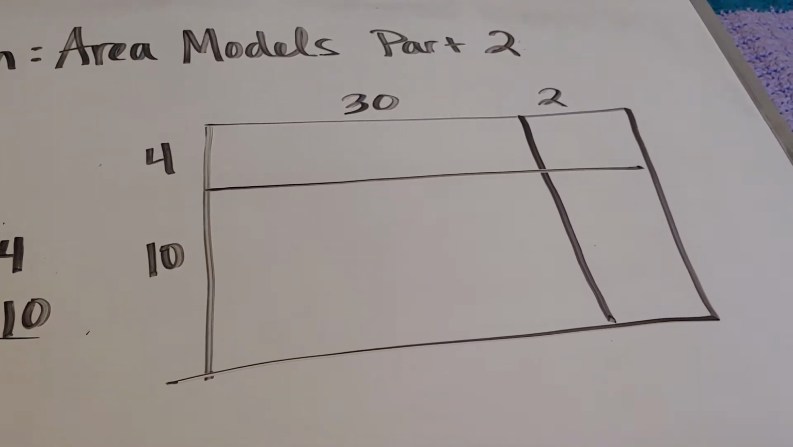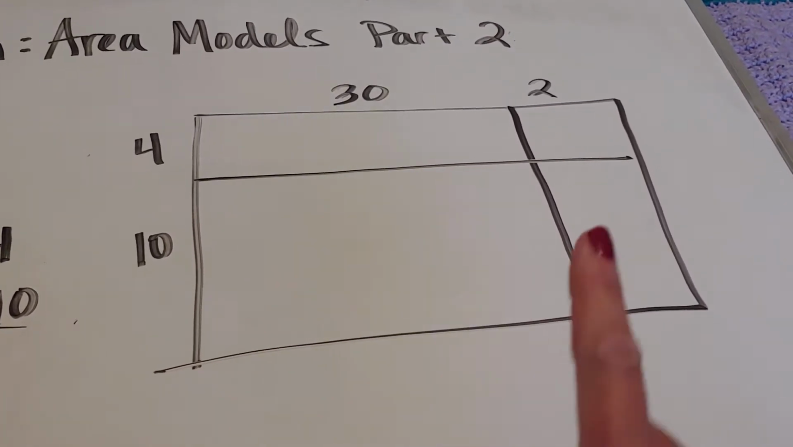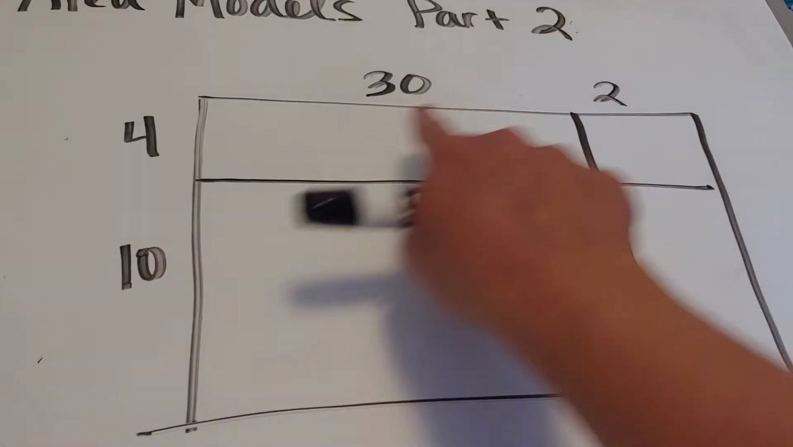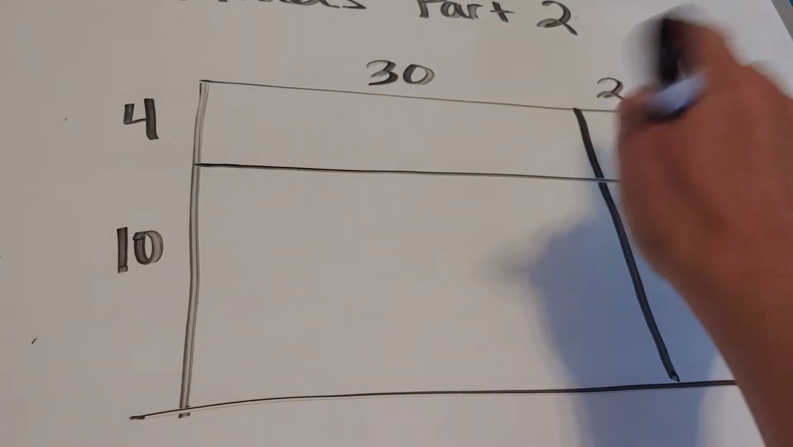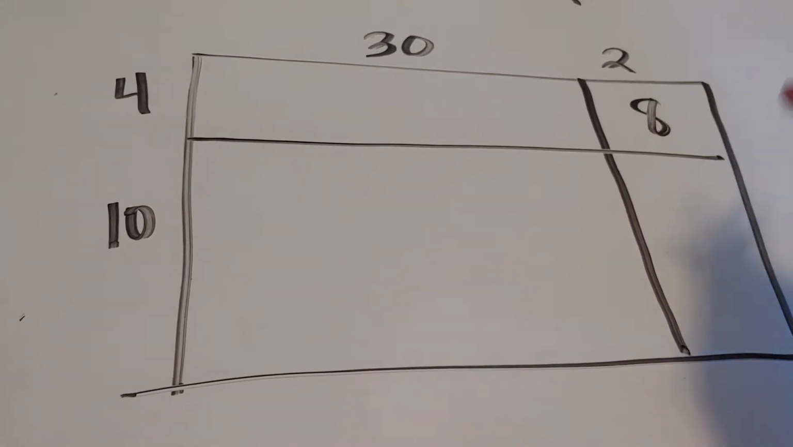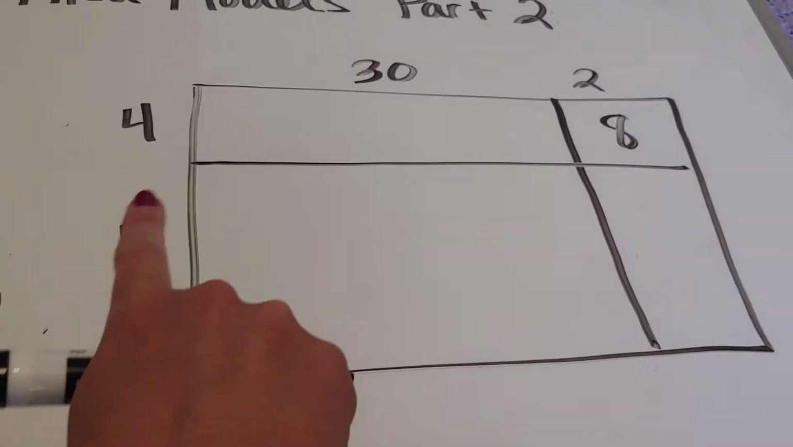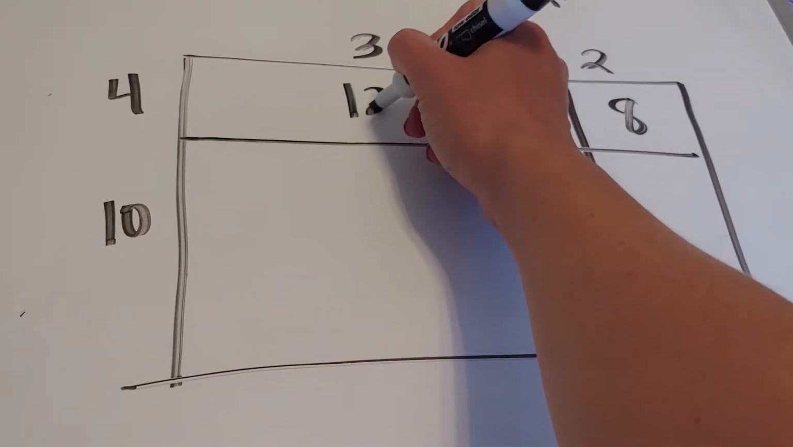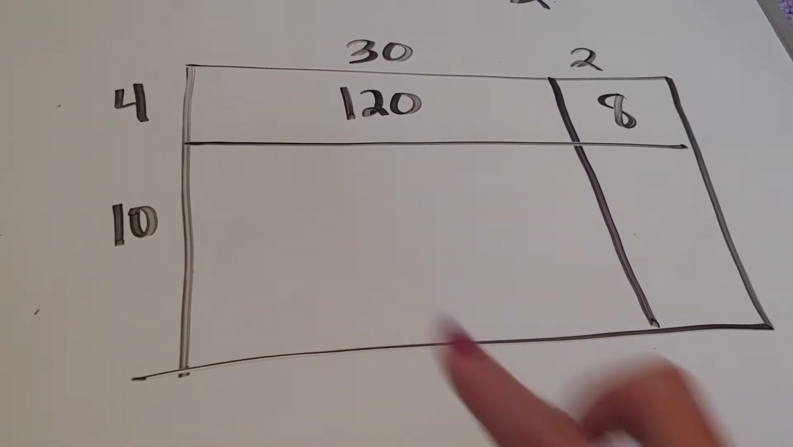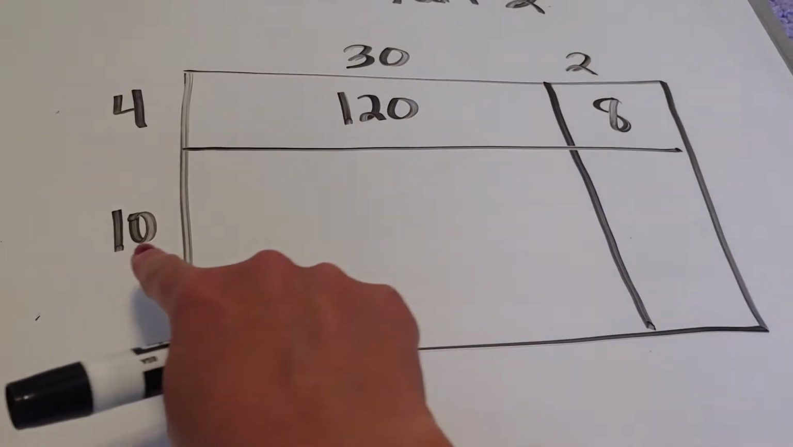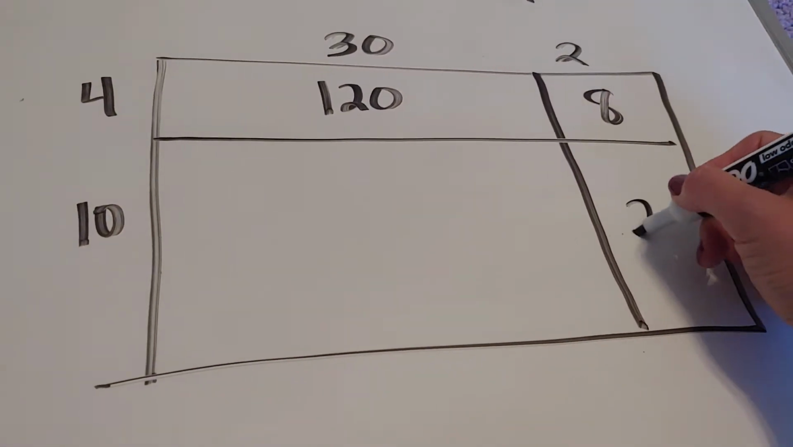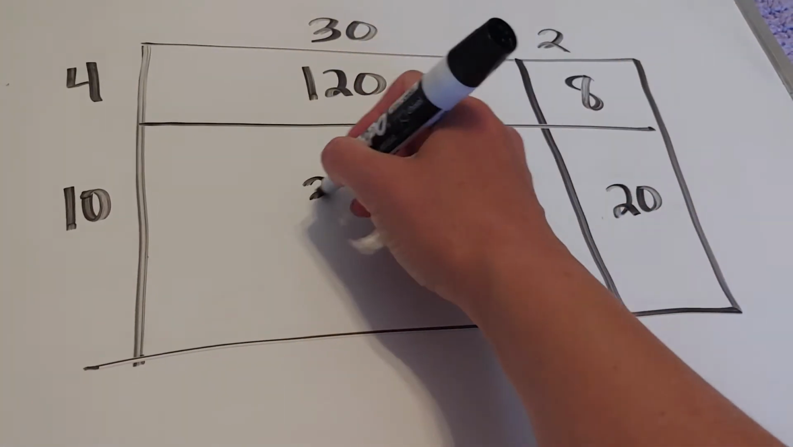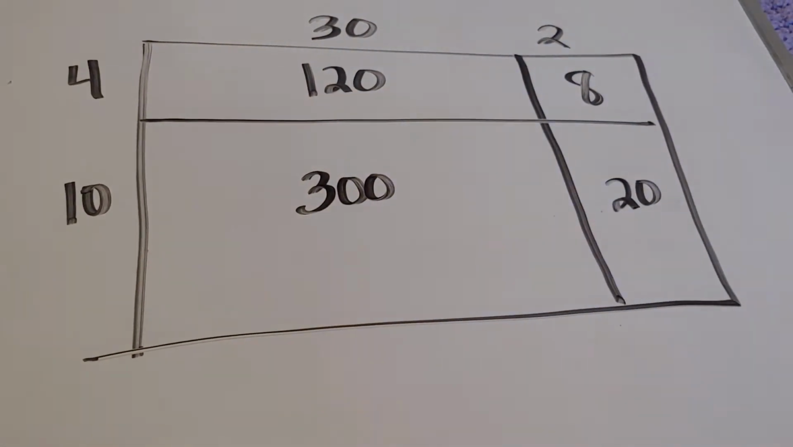Now we're going to calculate each of the areas of these little boxes. What is 2 times 4? 2 times 4 is 8, so that's what goes right here. What is 4 times 30? Well, 4 times 3 is 12, and I add a 0. And then down here, 10 times 2 is 20. And then 10 times 30 is a 3 with 2 zeros, or 300.